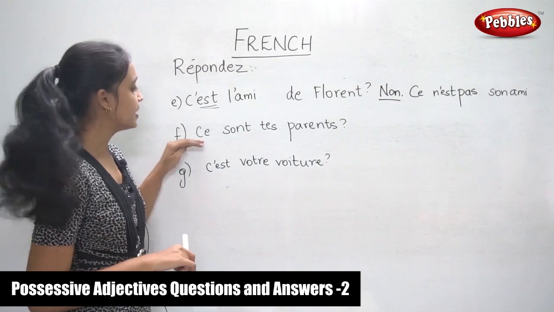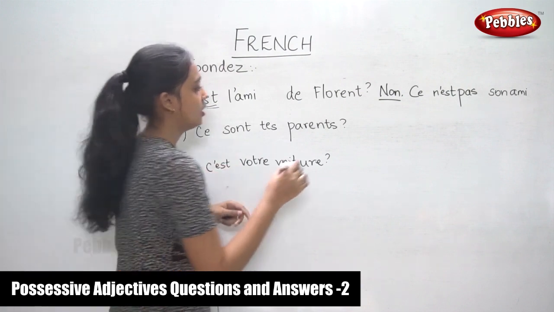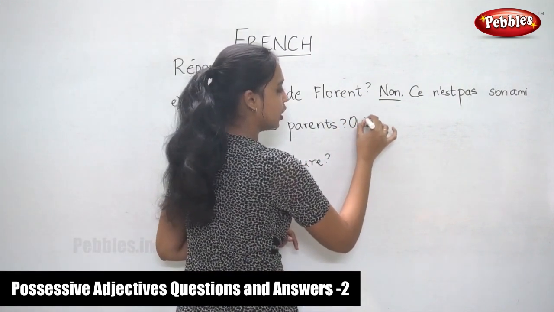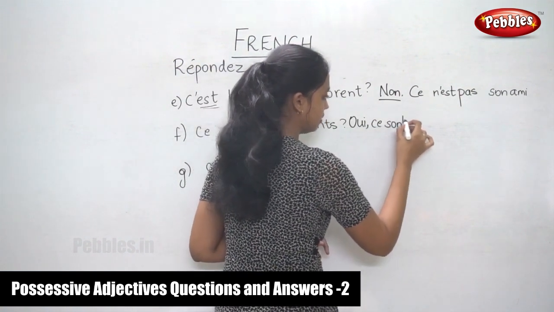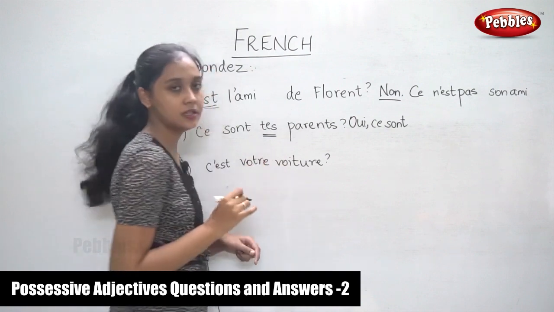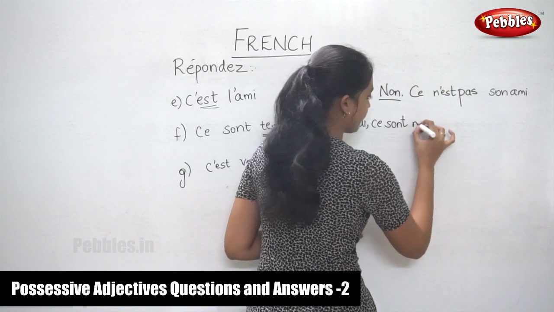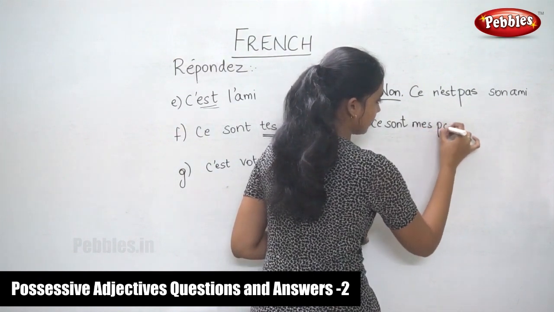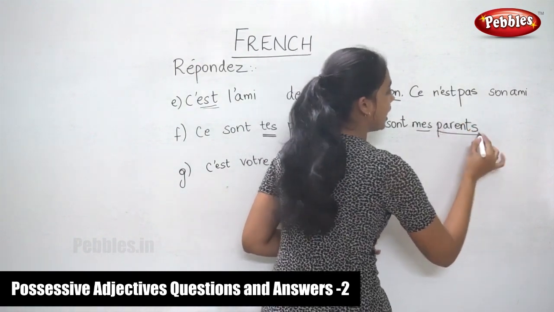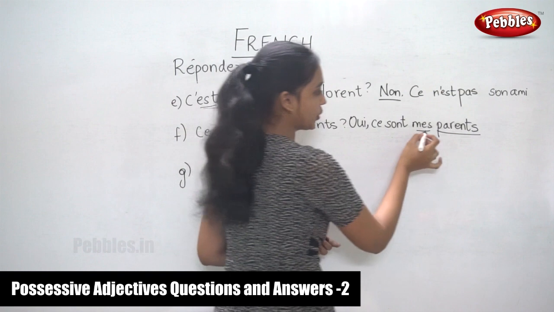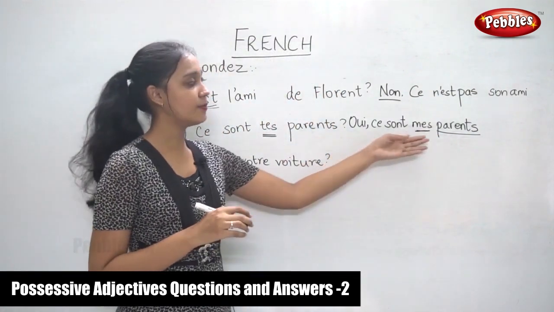The next one, ce sont tes parents. Ce sont tes parents. Here we'll answer positively. Oui. Ce sont. Now, second person becomes first person. So, tes becomes mes. Mes parents. So if you notice, our noun is plural, so we use mes. Yes, oui, ce sont mes parents.